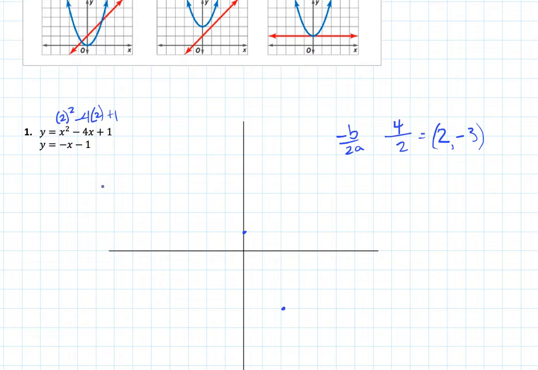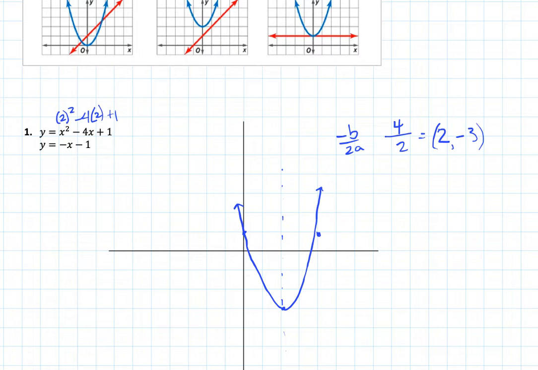right here. It opens up. So this is my line of symmetry with the vertex. And I can plot this point right here. And this looks like it's going to kind of, whoops, I totally missed that. Kind of look like that.